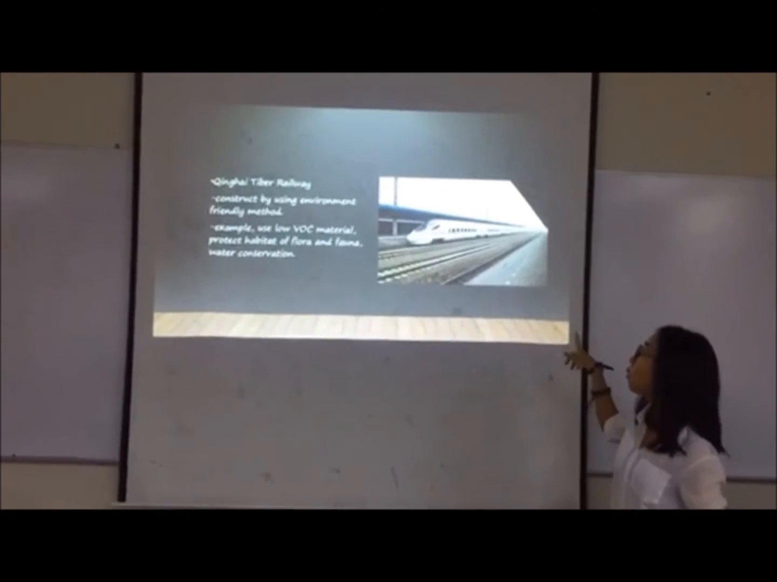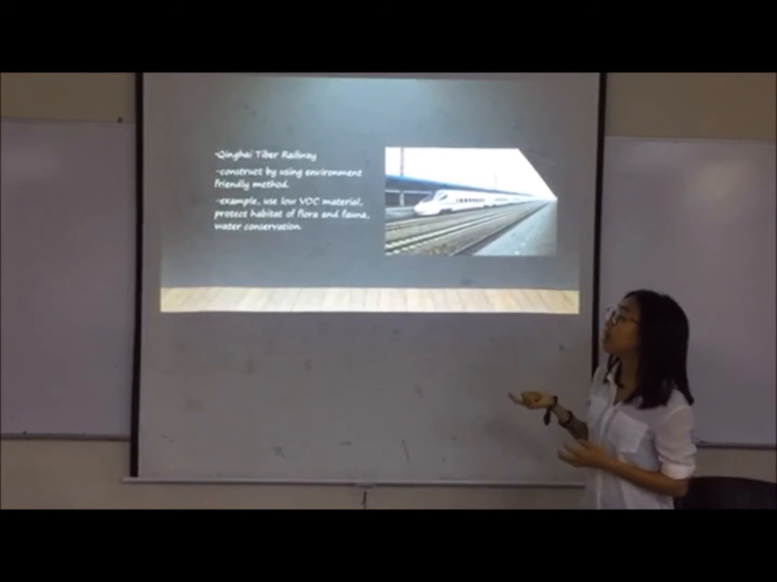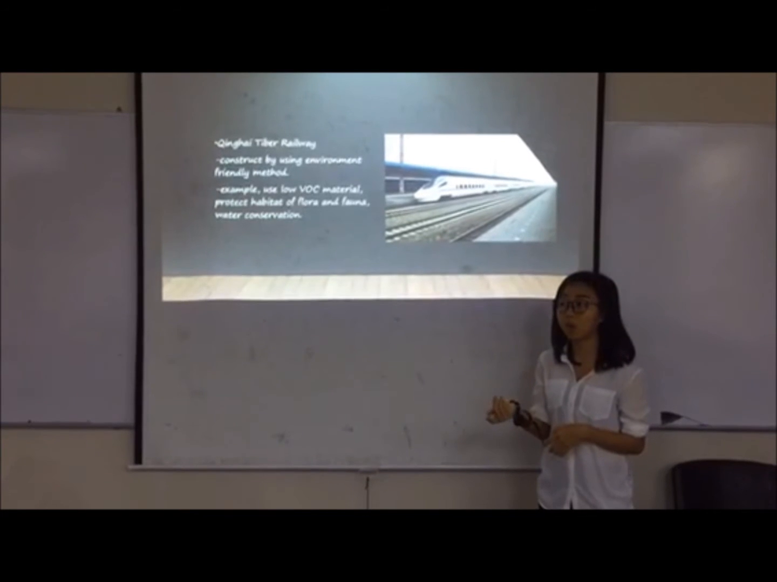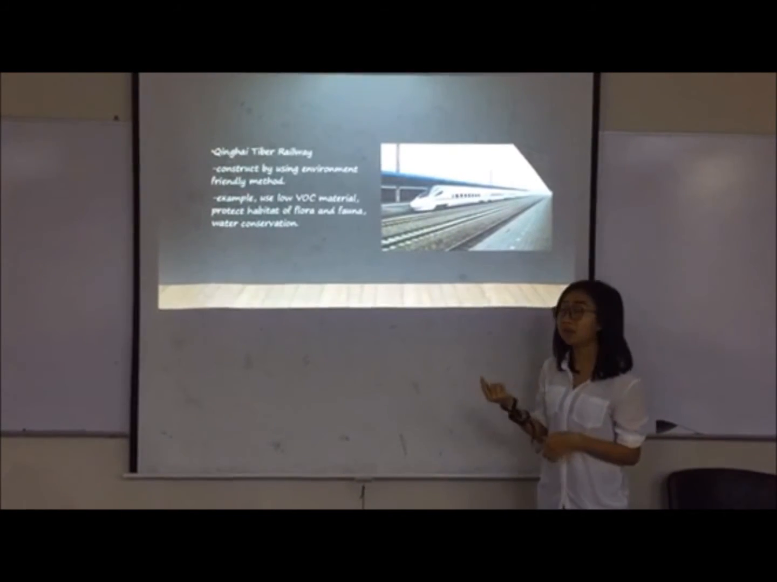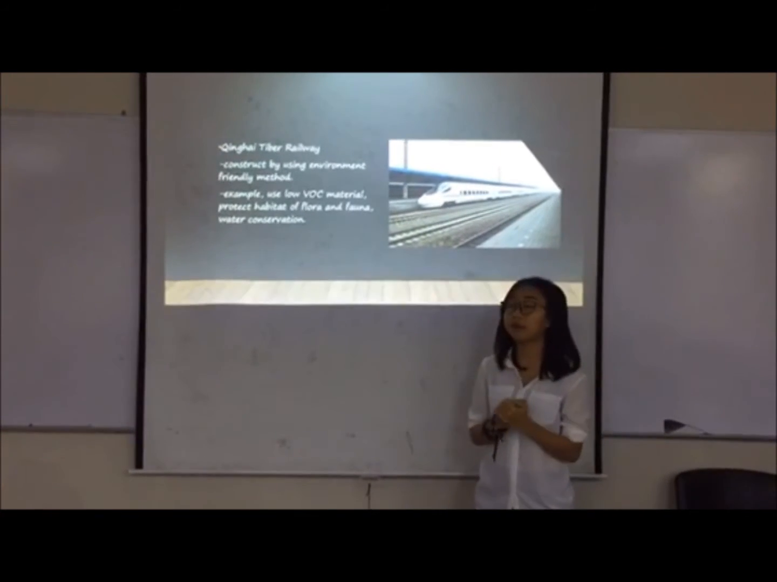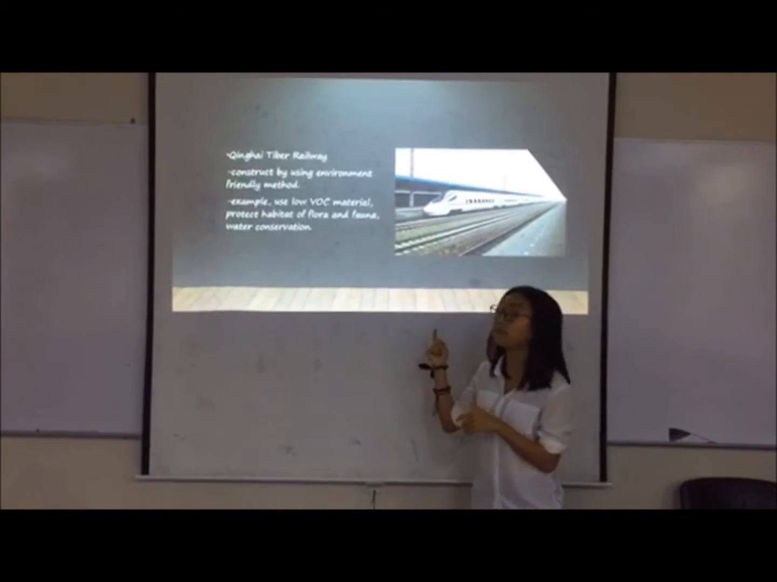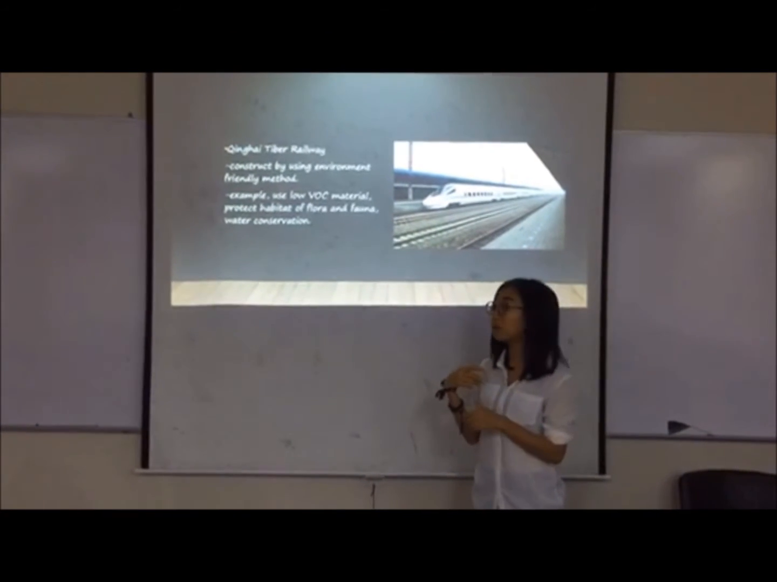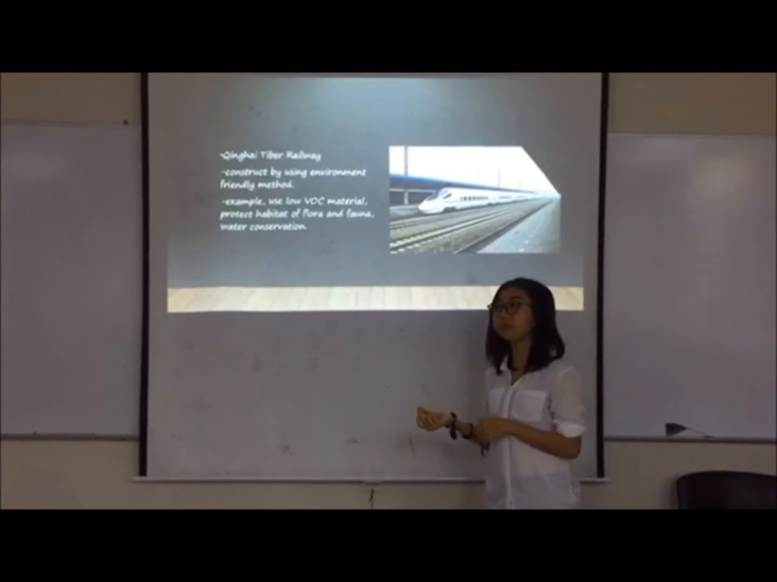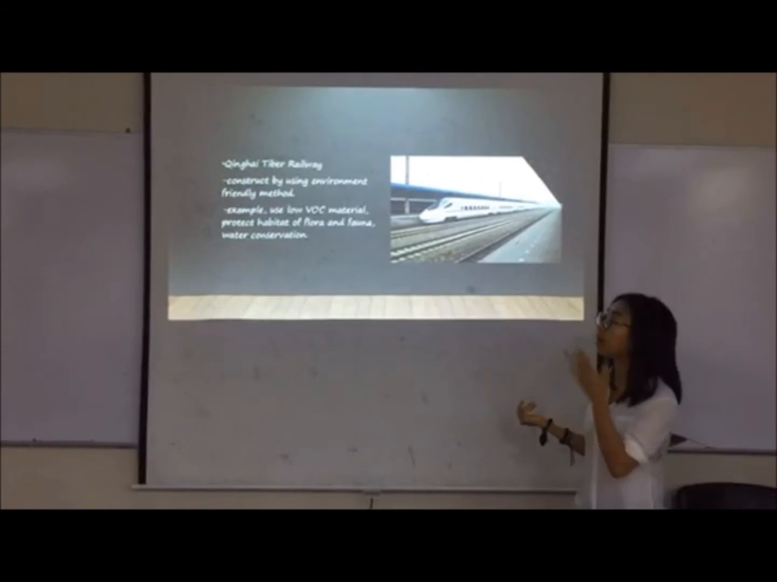And then this is another one. It is in China, the Qinghai-Tibet Railway. It was constructed using environment-friendly methods. It is more related to construction site management. For example, they use low VOC material and protect the habitat of flora and fauna. They also do water conservation, for example, a water harvesting system.